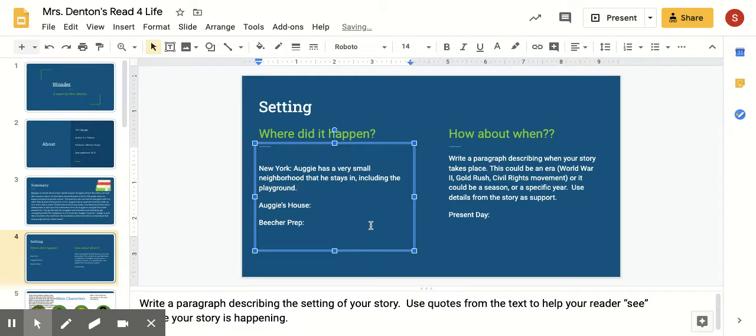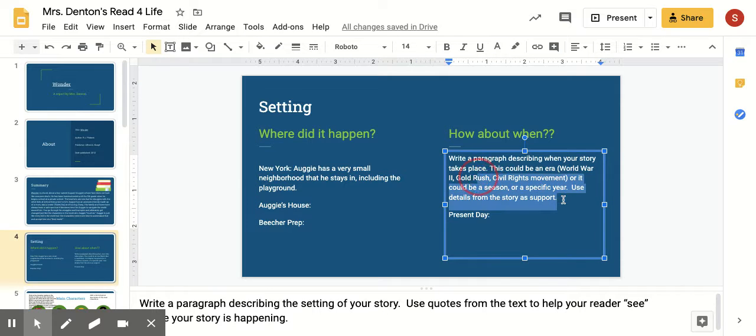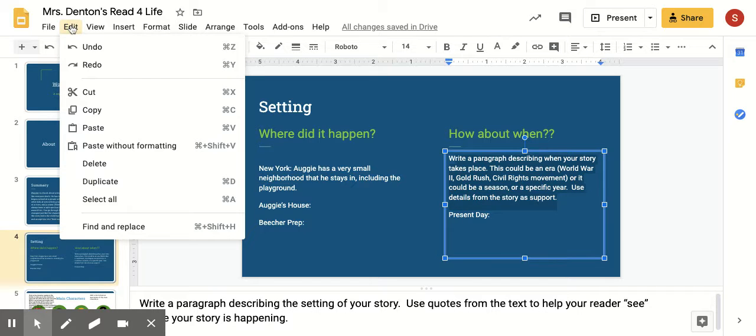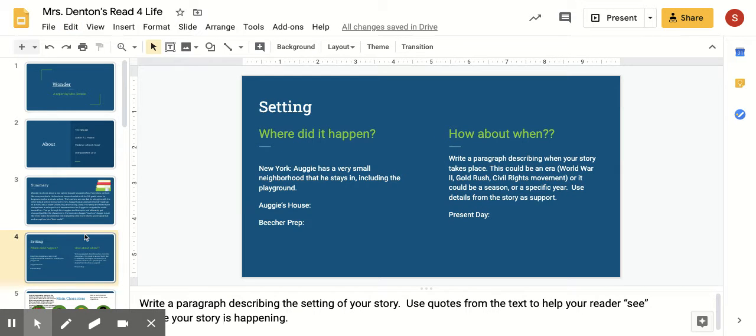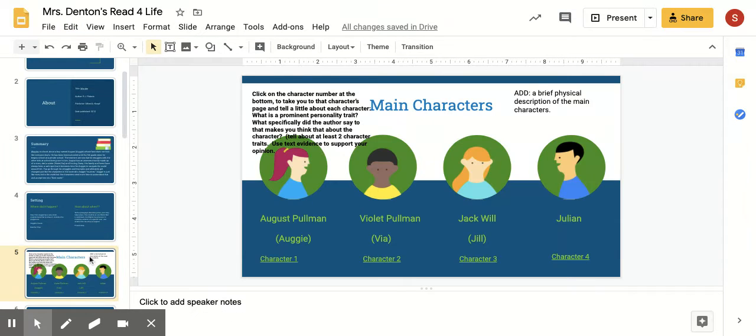And then I would start to add more and more detail here. And I would do the same thing over here with the directions. I would copy them, and I can either hold Command C or I can go up to Edit and copy it from there. Okay, so now I'm going to go to our next slide, which is where it's the main character.